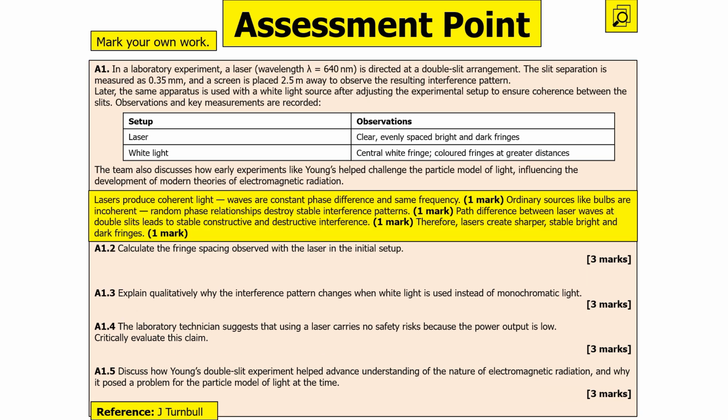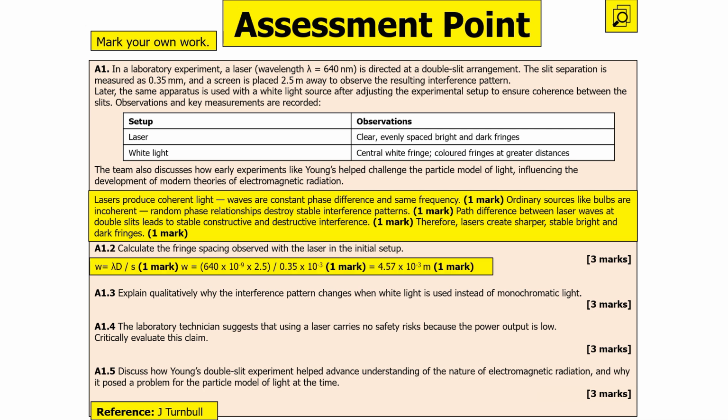Right, in this first one, lasers produce coherent light, so they've got a constant phase difference and the waves have the same frequency. Ordinary sources like bulbs are incoherent. They have a random phase relationship, so there's no interference pattern. So the path difference between the laser waves at the double slits leads to a stable constructive and destructive interference. Therefore, the laser creates sharper, stable, bright and dark fringes. We know that W equals lambda D over s. Pop in all the values, you get 4.57 times 10 to the minus 3 meters.